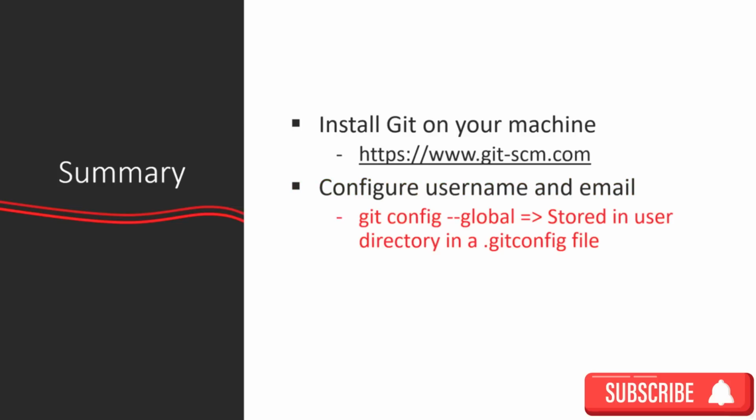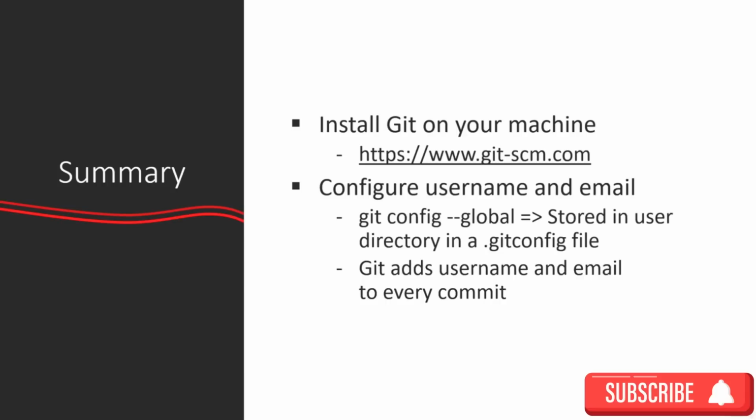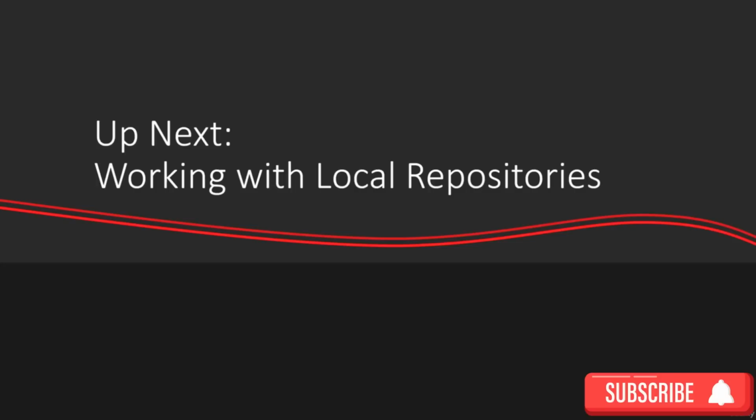You used the global parameter, which means that this configuration is stored in your user directory in a .gitconfig file. Git will add the configured username and email to every commit that you create. So now Git is set up and configured on your machine. In the next lesson, you will learn how to use Git to work with local repositories.